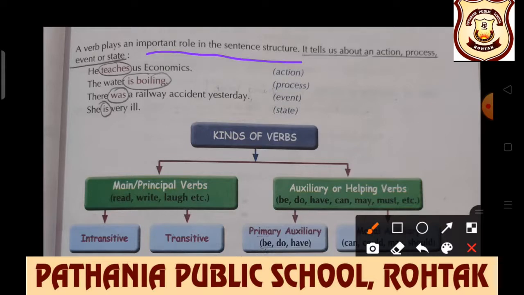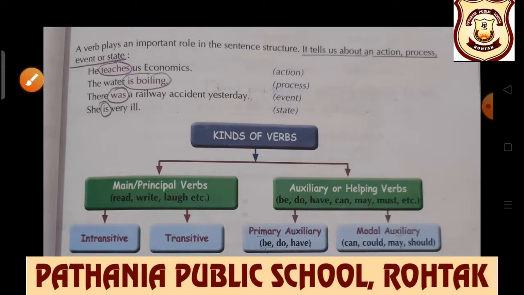Read these sentences which are given in the book. He teaches us economics. Of course, it is an action. The water is boiling. It is in the process of boiling. There was a railway accident yesterday. An event has been described here. She is very ill means she is in the state of being ill. That's why it is said that a verb plays an important role in sentence structure.